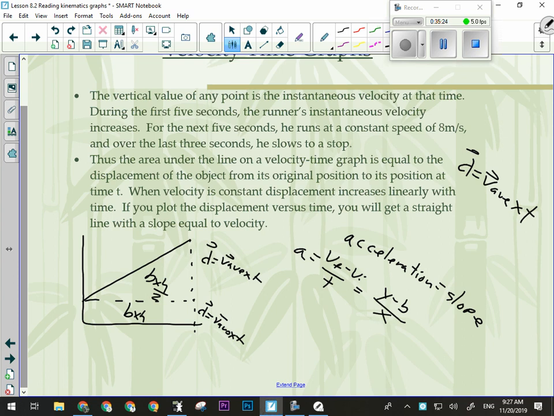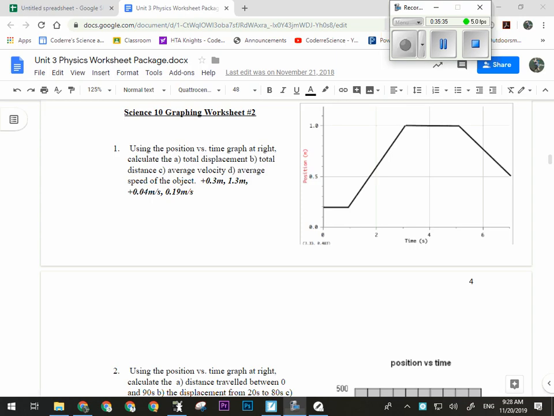got a bunch of graphs in the workbook here, which you're going to answer some questions and do some calculations on, that kind of thing. So I'll put those up right now. Starting at the bottom of page 3 in the workbook package that's on Google Classroom, that's the file I have open right now, the Unit 3 Physics Worksheet package, are some graphs. I want you to perform the calculations requested in the question.